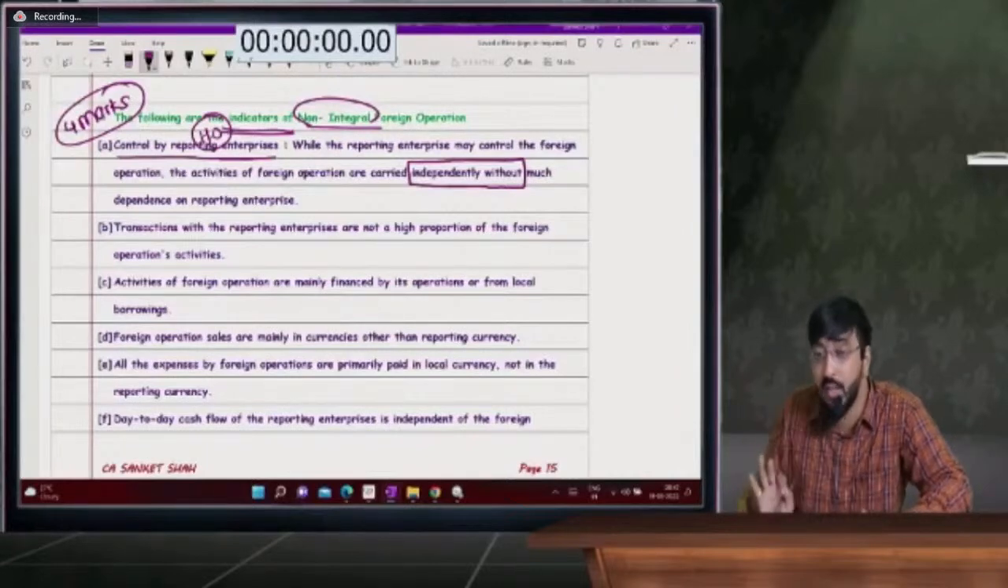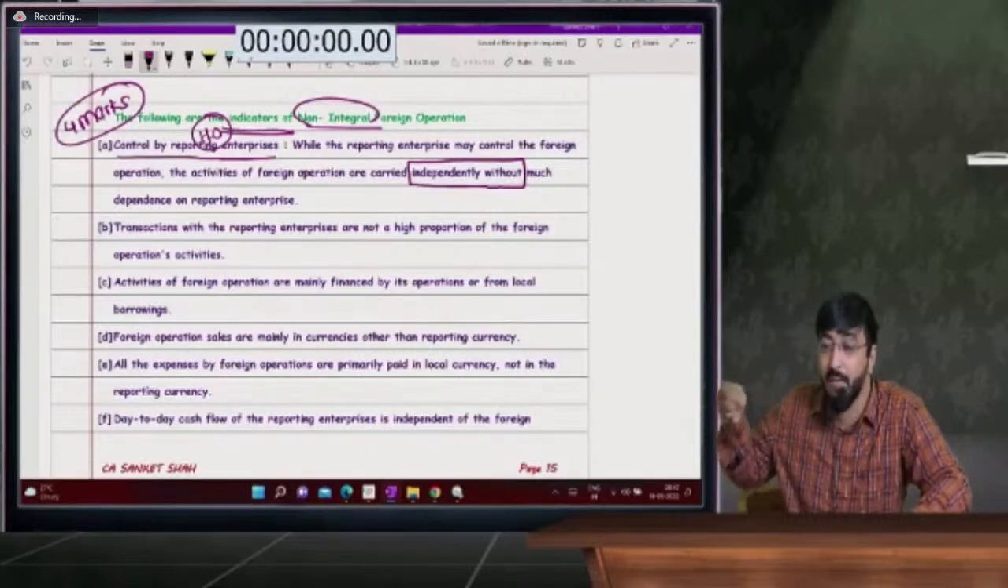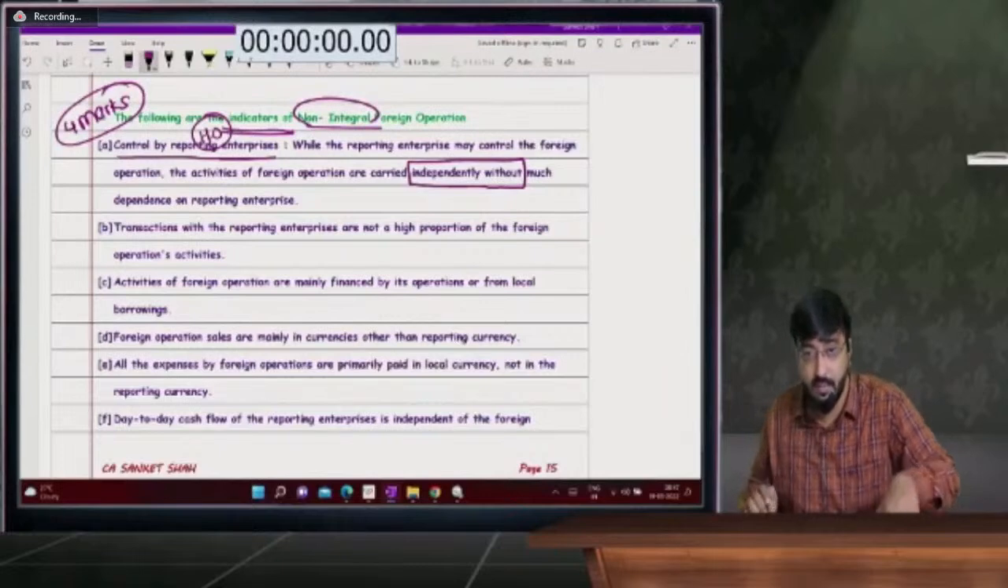So this is only the example of control. If I do not have control, that is non-integral. And if I have control, it is integral.